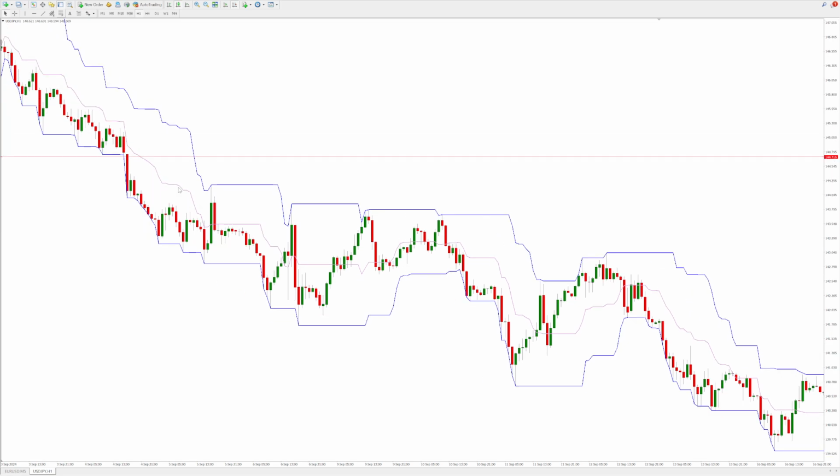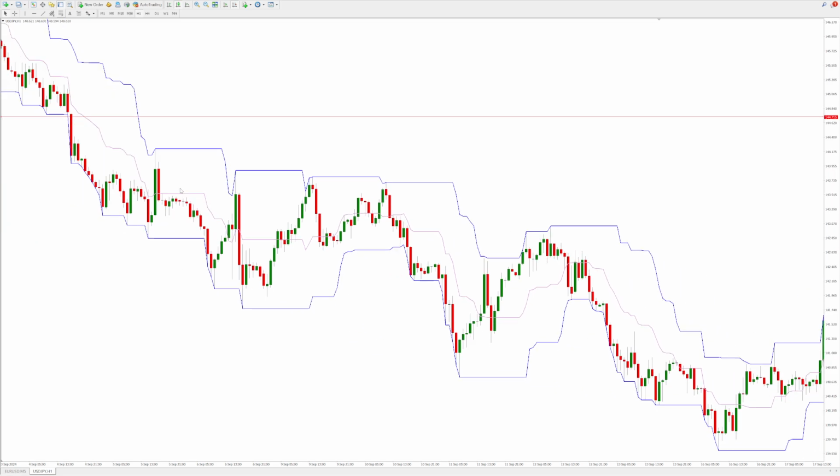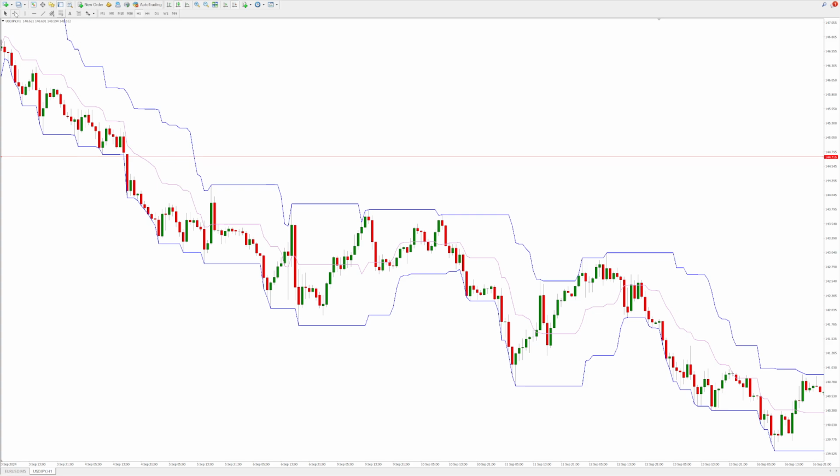Wow, this would have been another good move. It just goes to show this indicator, when used correctly, can catch some big moves. I mean, 400 pips plus again, fantastic. Even better, you can have a really tight stop loss around 20 pips.